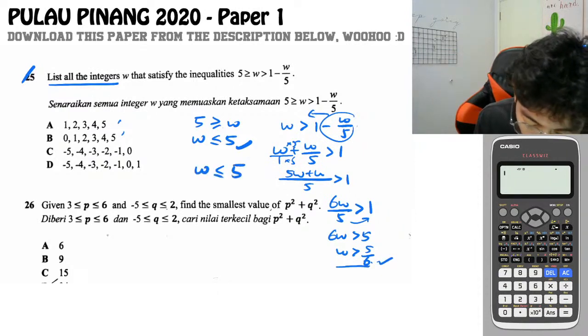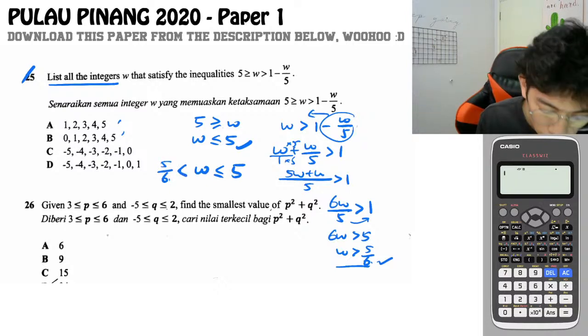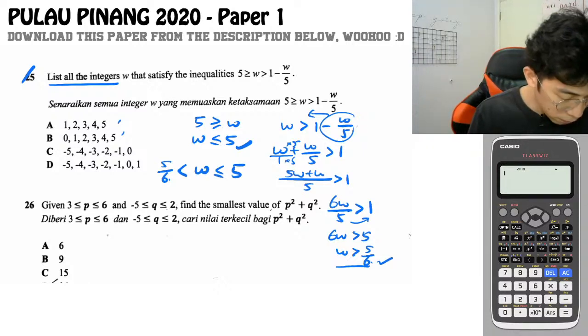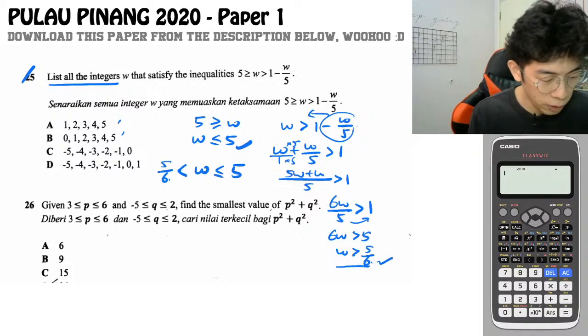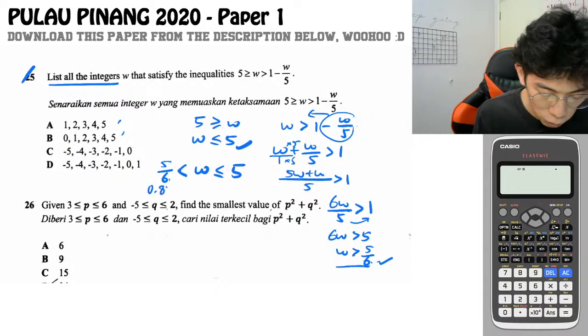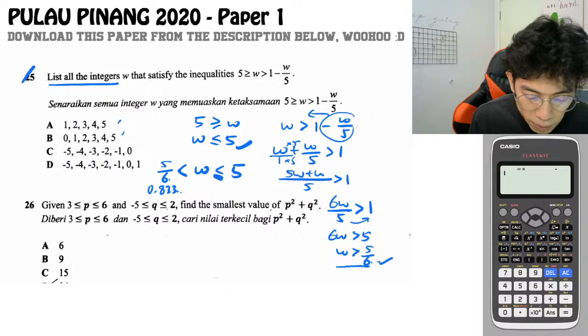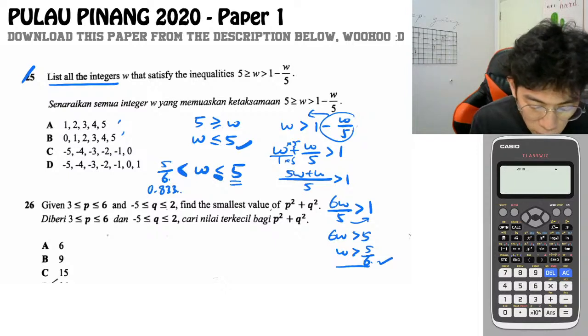W, you see W is pointing at 5 over 6, right? So everyone, your 5 over 6, okay, 5 over 6 when you type into your calculator is actually 0.833 something, you know. Okay, so this thing means this extra line means you include the 5, you know. This line means you don't include this.